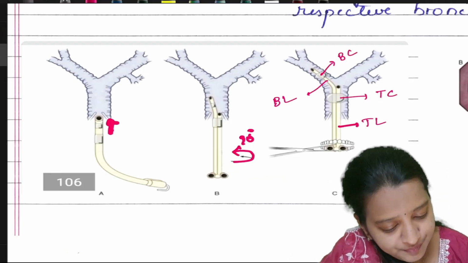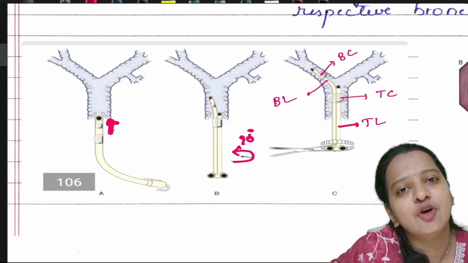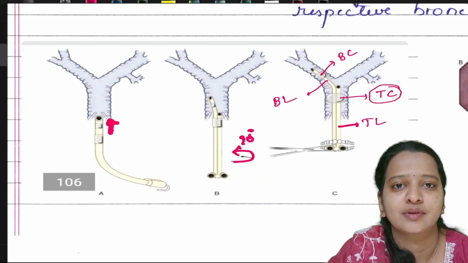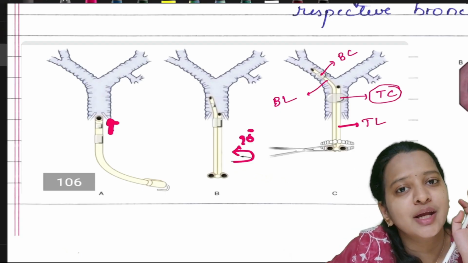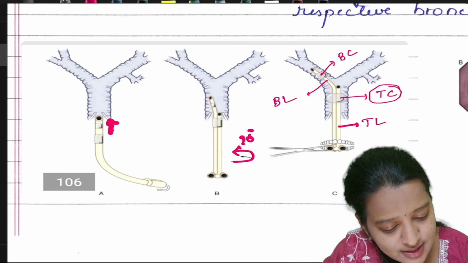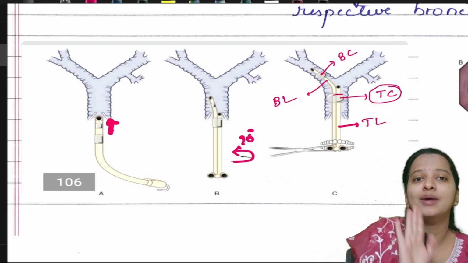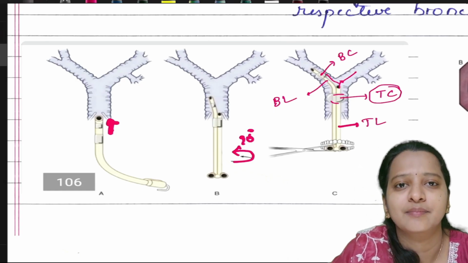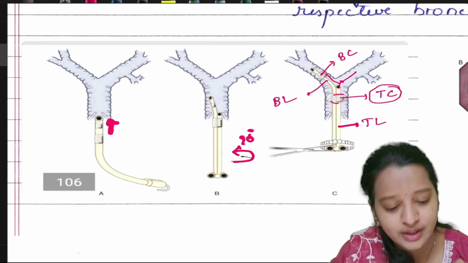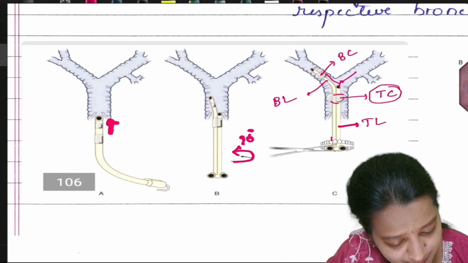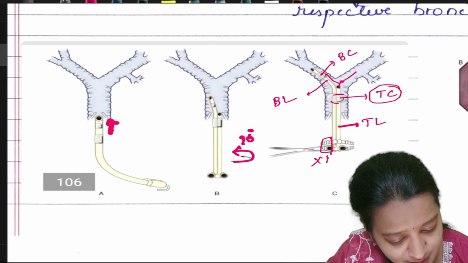Now, I have inserted and I want to confirm it by auscultation. I will inflate the tracheal cuff. Now I'll ventilate. What should I hear? I have to hear breath sounds bilaterally, because now it is like a normal endotracheal tube. I have inflated here and I'm ventilating through the tracheal lumen. Both lungs will get ventilated. Now I'll inflate the bronchial cuff also. Now I'll clamp this side, that means I'm clamping the bronchial lumen.